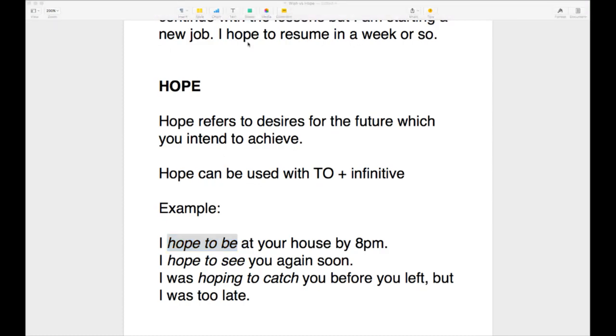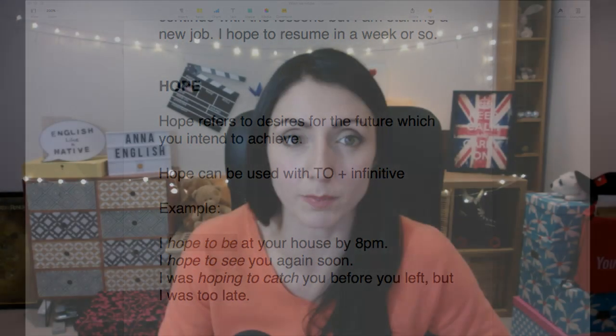If I say I wish to be at your house by 8 p.m, then that makes it seem like it's an impossible thing. Like, I wish I was going to be there at 8 p.m, but I'm not going to be there because lots of things have happened. My cooker blew up and my car is broken. So if I say I hope to be at your house by 8 p.m, that's telling the person who's at the house that I'm likely going to be there at 8 p.m.